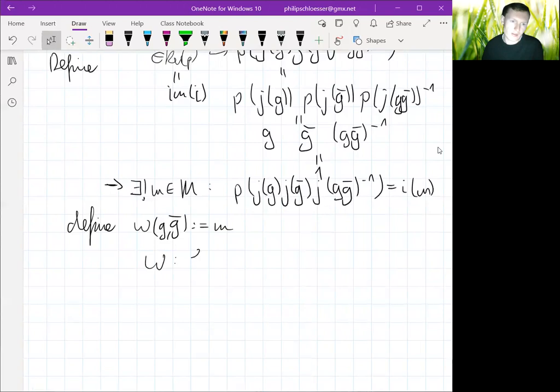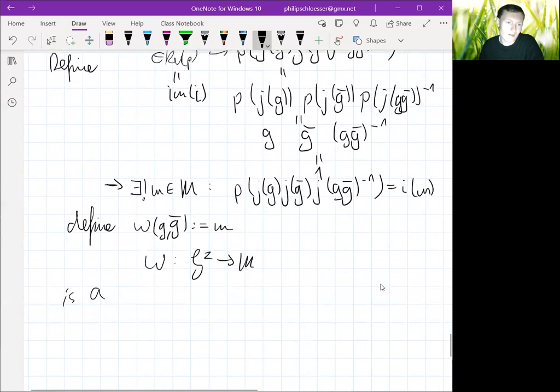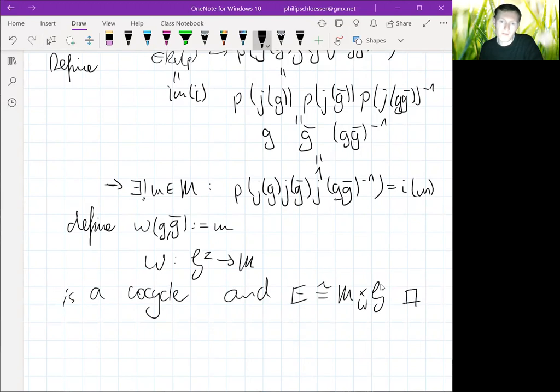Well, this makes omega into a map from G squared to M, and I guess if you really wanted to, you could show that it is indeed a cocycle, and that E is in fact isomorphic to M cocycle product G. And that was the proof.